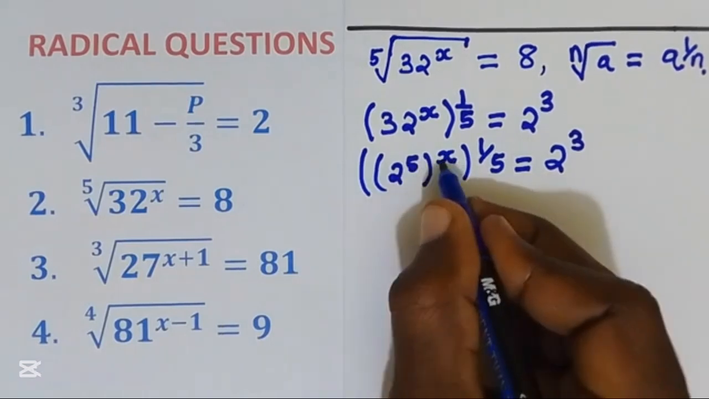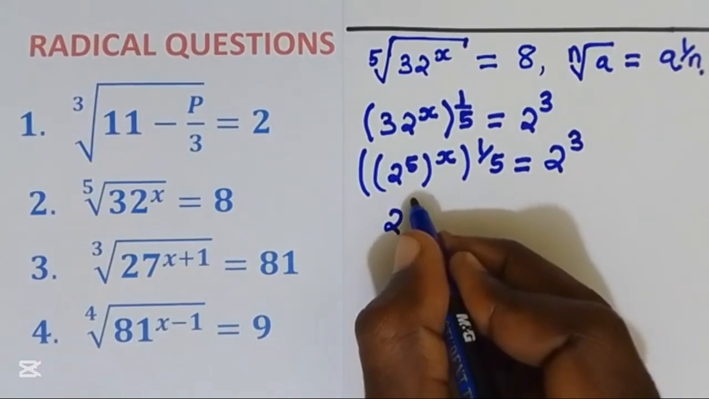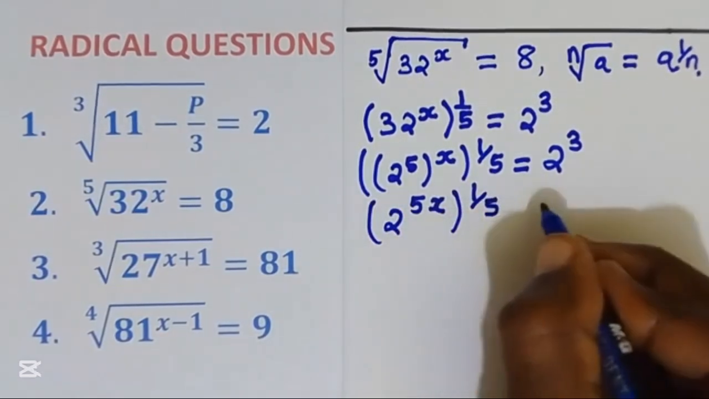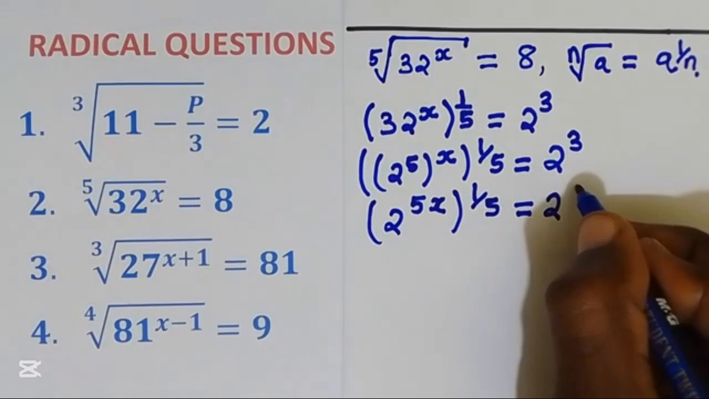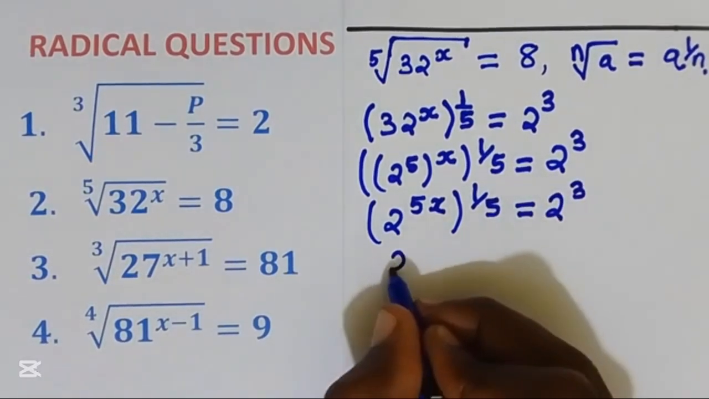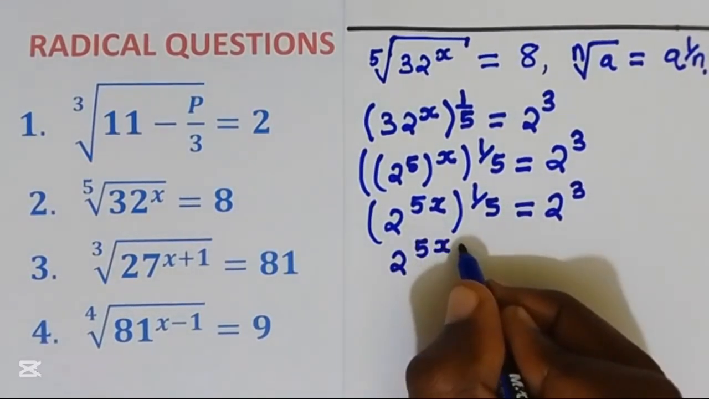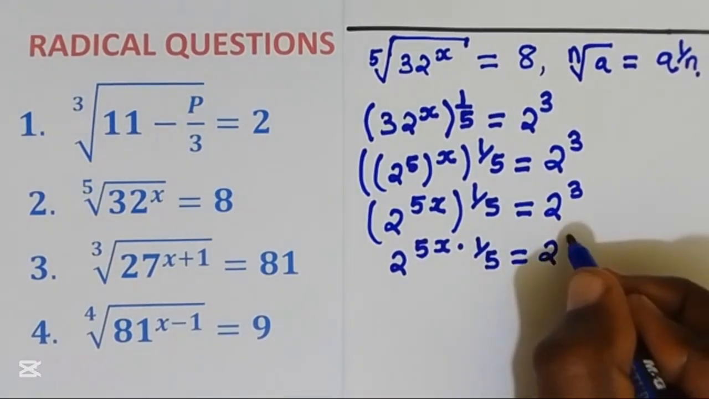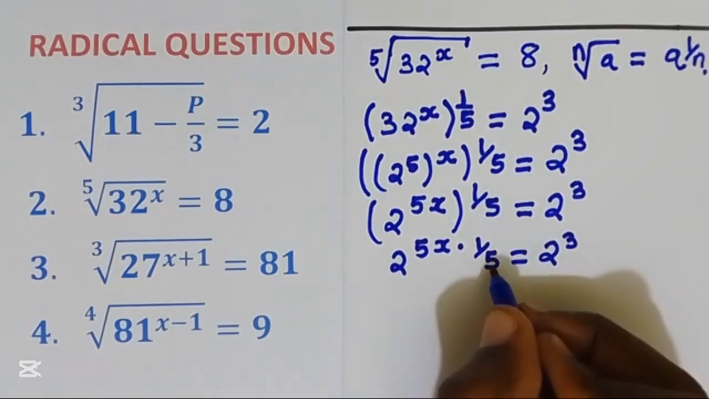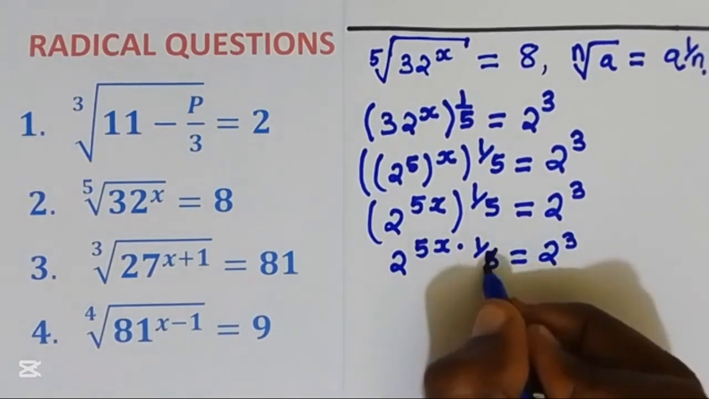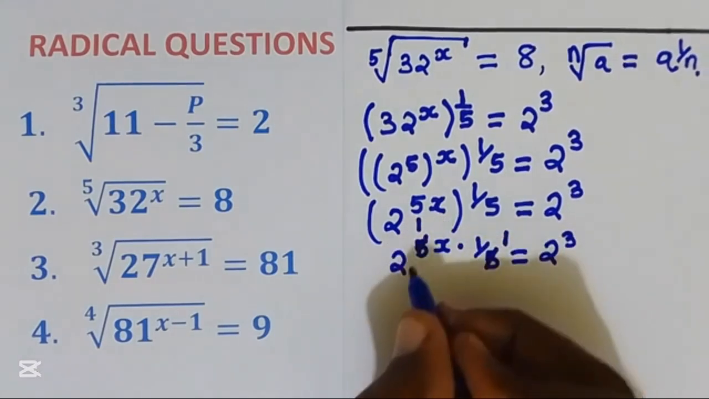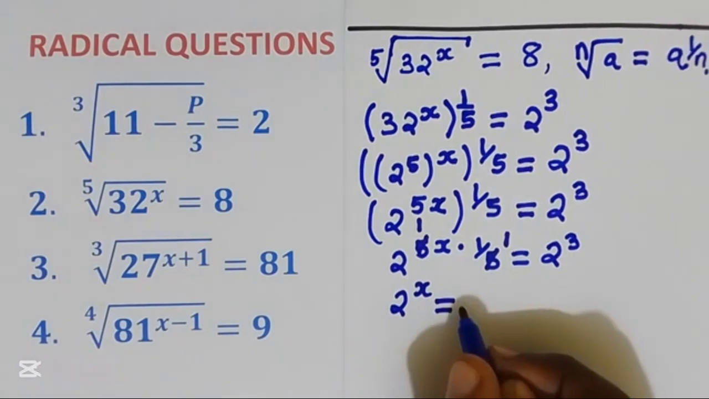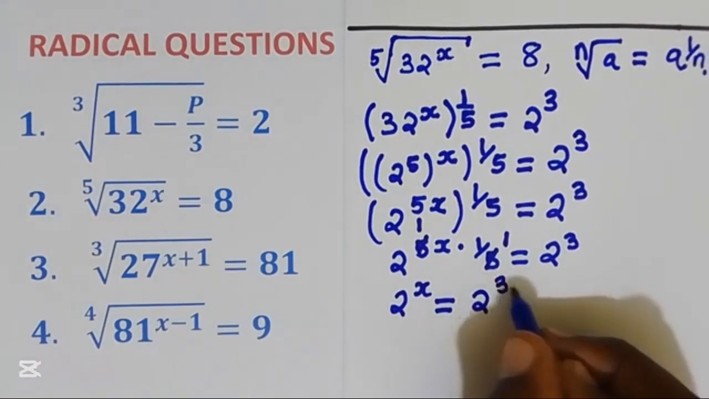I'm going to multiply the powers. That is going to be 2 power 5x power 1 over 5, equal to 2 power 3. So 2 power 5x multiplied by 1 over 5 equals 2 power 3. I can simplify the power by 5, 1, by 5, 1. That is 2 power x, equal to 2 power 3.